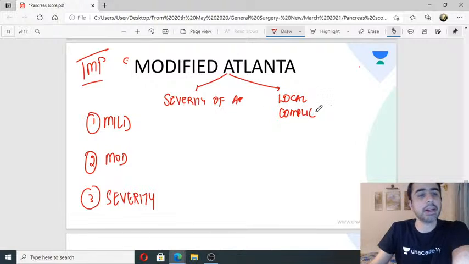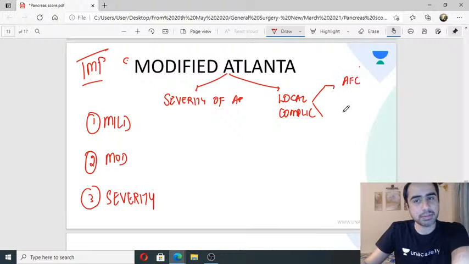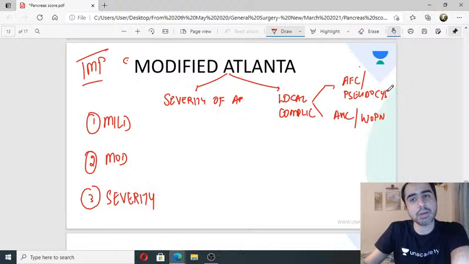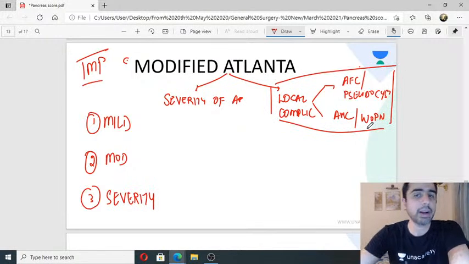It defined local complications. I am not going to focus on local complications today. I am focusing on severity. I'll just tell you what it labeled as local complications. The local complications were acute fluid collection and acute pseudocyst, acute necrotic collection, and walled off pancreatic necrosis. These were the four local complications that were devised in the second part of Modified Atlanta classification.